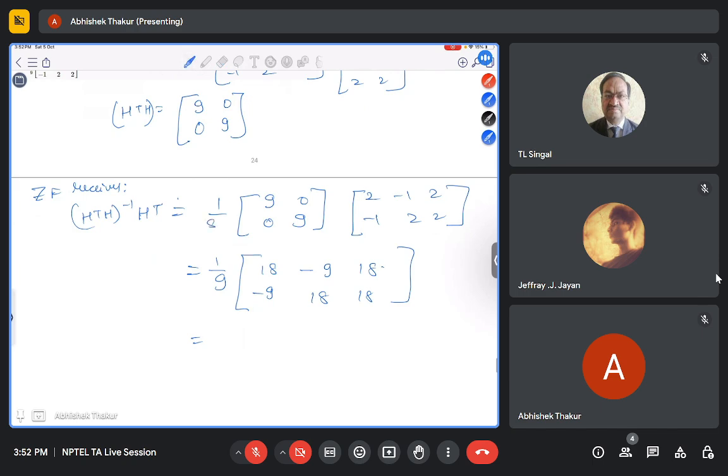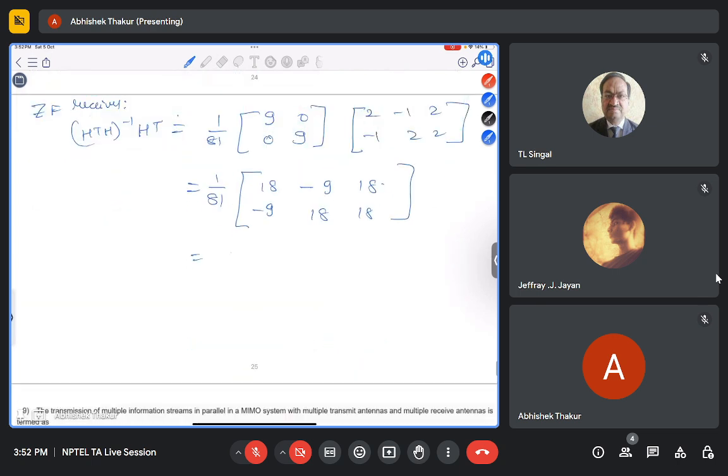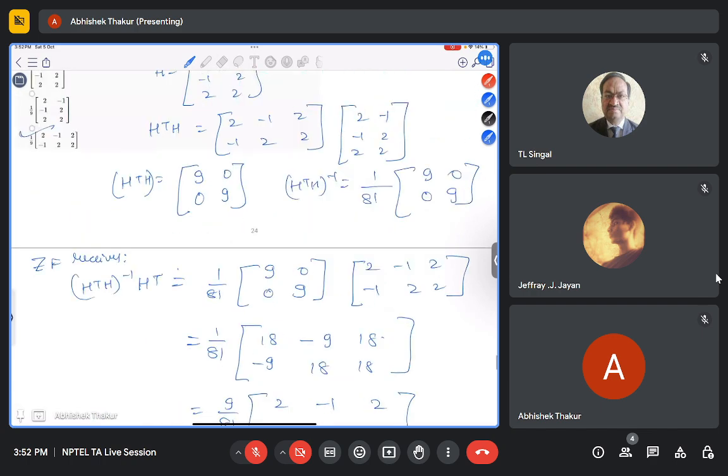Sorry, this is 1 by 81, because the inverse of HTH is equal to 1 by 81 times 9 0 0 9. So now take the 9 common here. So it will be 9 by 81 into 2 minus 1, 2 minus 1, 2, 2. So this is 1 by 9, 2 minus 1, 2 minus 1, 2, 2. So option D is the correct answer for this question.